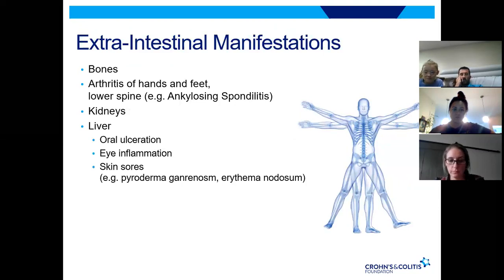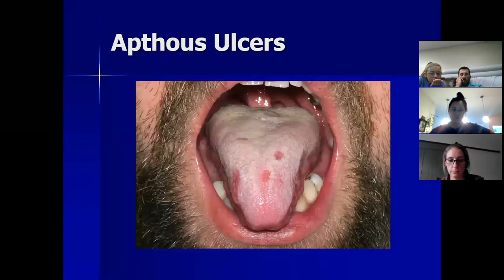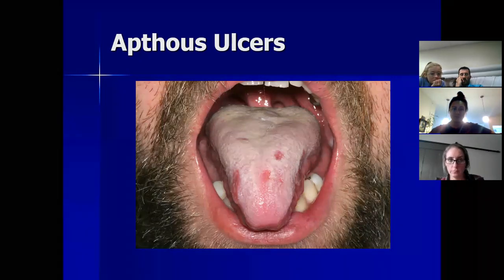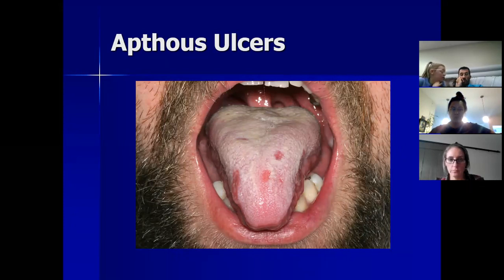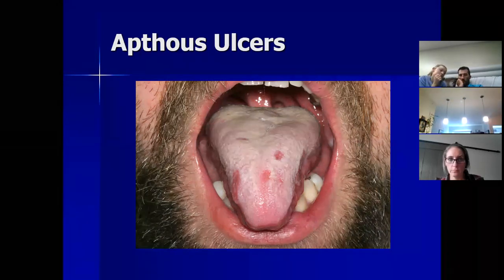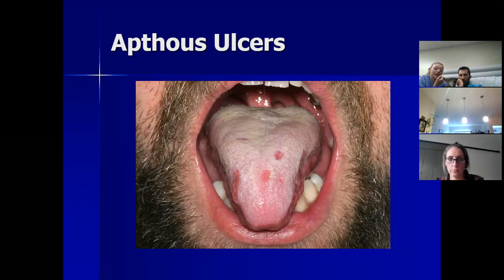There are extraintestinal manifestations of the disease, and I'd like to move on to the next slide. This shows aphthous ulcerations, little sores on the tongue or on the buccal mucosa. It's very common. Not everyone with aphthous ulcers has inflammatory bowel disease. It's seen in both ulcerative colitis and Crohn's disease. And some patients will get these aphthous ulcers before they have a flare. As you get to know your disease, you might keep track of when you're getting oral aphthous ulcerations.